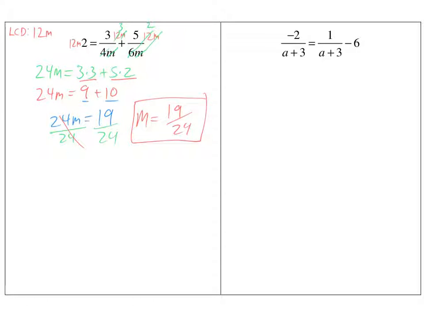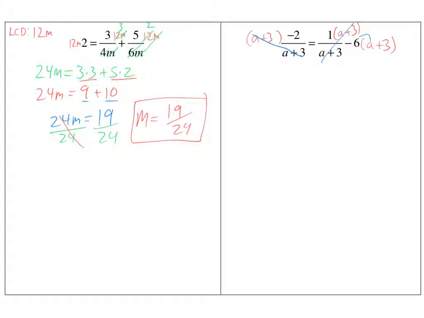So for this problem, let's find the LCD. Well, if both denominators are exactly the same, are you okay that the denominator is the LCD? So we really don't have to calculate it. So what I'm going to do is multiply everything by a plus 3. So this one's going to be times a plus 3. Multiply this one times a plus 3. And multiply this one times a plus 3. Everything gets a plus 3. So watch what happens. Doesn't that disappear? Doesn't that disappear?